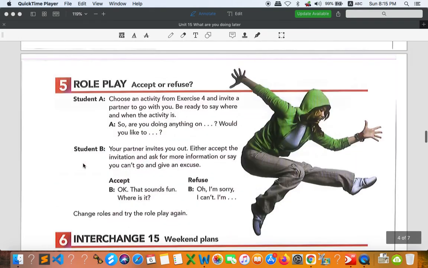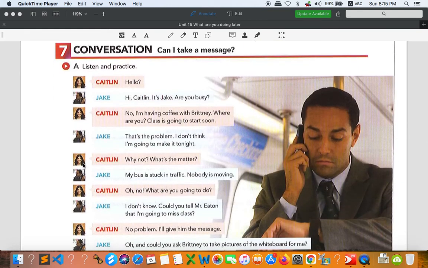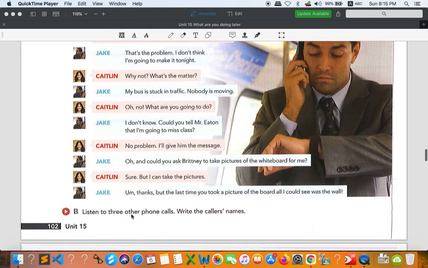Let's go to the next, which is number 7. I think you can listen and refer to the audio that I touch, and then you can get the answer from the listening. Okay, especially part B, listen to 3 other phone calls, write the caller's names. So you have to listen and find out who calls. All right, that person. So there are 3 callers. So make sure that you get the name from them.